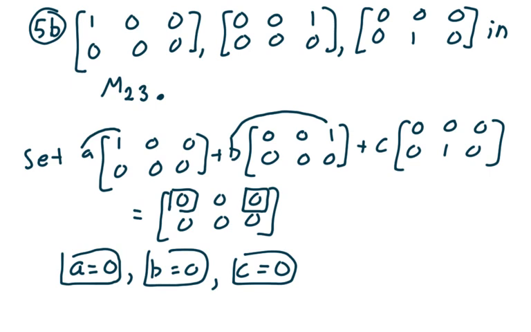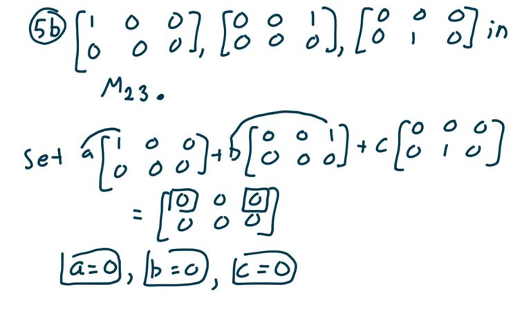5b. Suppose I'm given the set of matrices [1, 0, 0; 0, 0, 0], [0, 0, 1; 0, 0, 0], and [0, 0, 0; 0, 1, 0] in M23, which is the set of all 2 by 3 matrices. Is this set linearly independent or dependent?